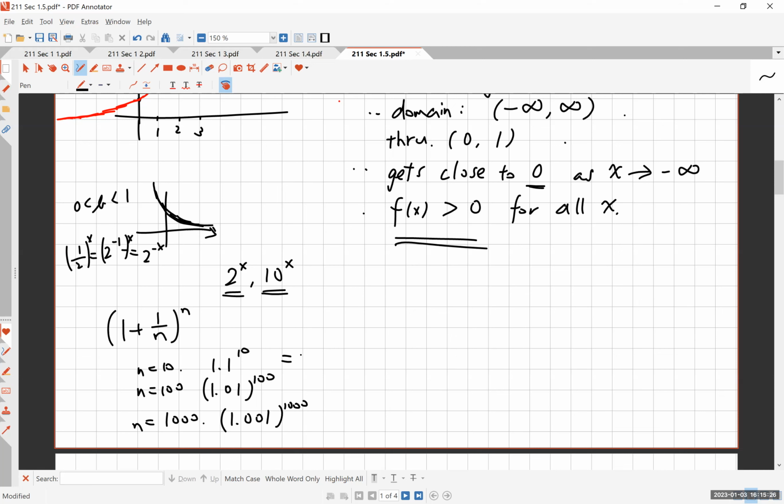Okay, and in fact, you can take your calculator, as I'm going to do right now, and you can calculate these. All right, so what's 1.1 raised to the 10th power? And this is 2.593 and so on. Okay, now 1.01 raised to the 100th power is 2.7048. Now, why would anybody do something like this?